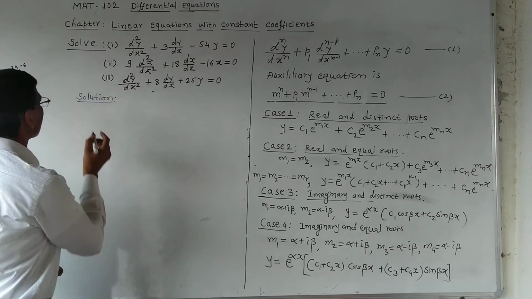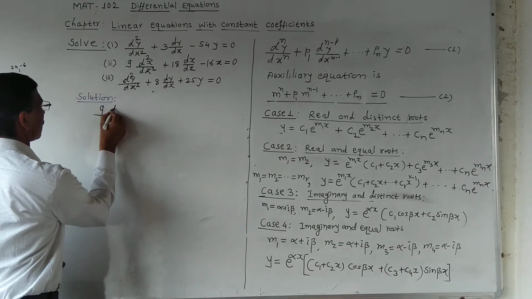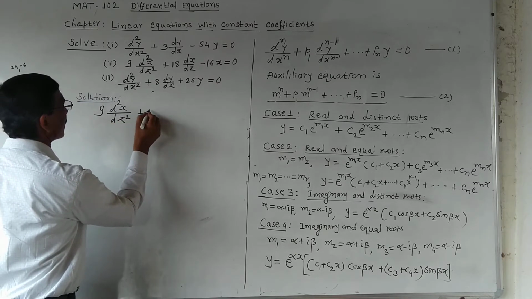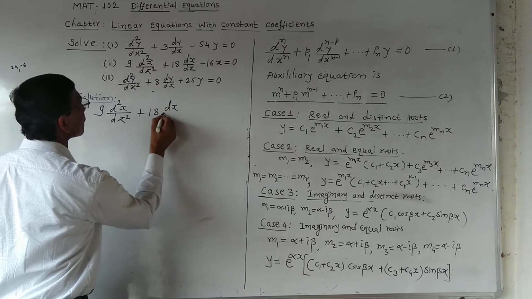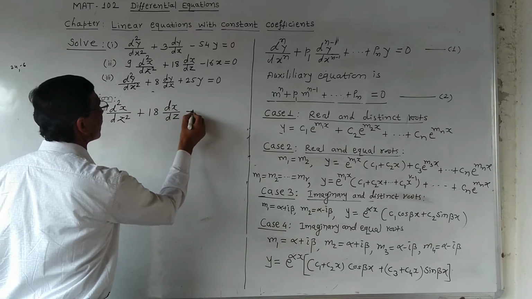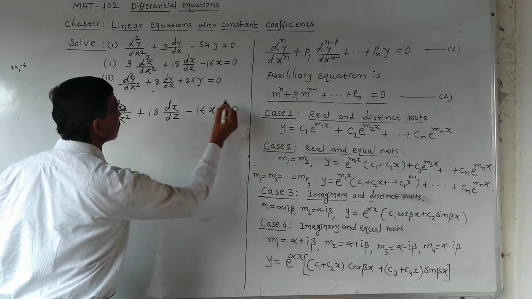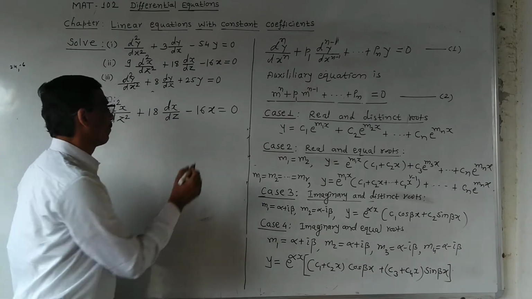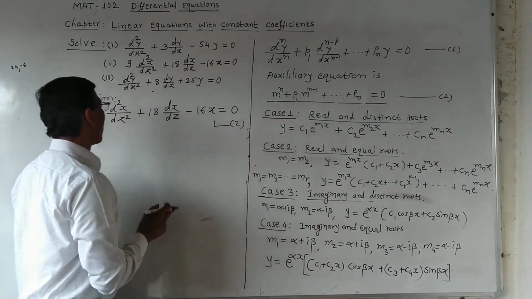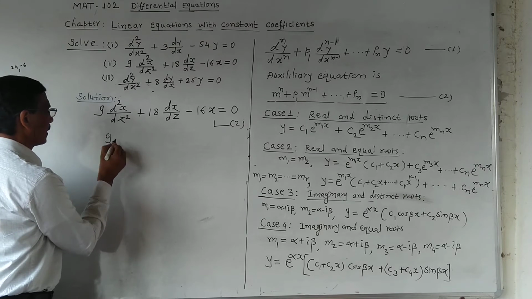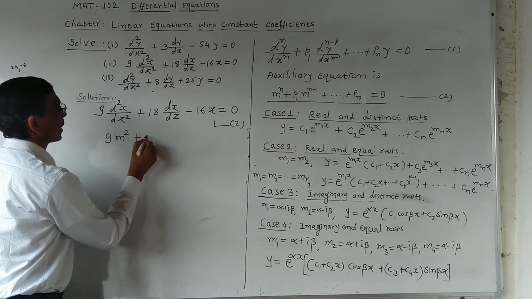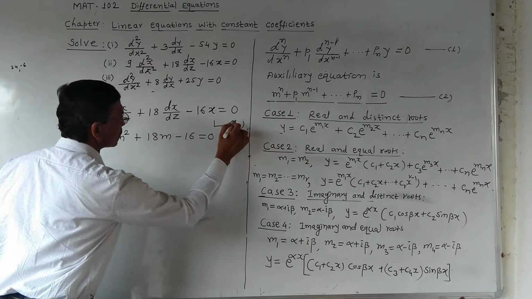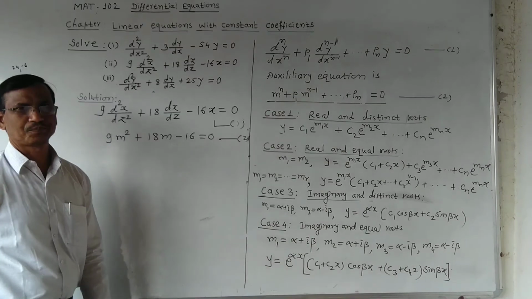What is the second? 9 d2x by dz square plus 18 dx by dz minus 16x is equal to 0. This is our equation 1. If we compare, what is its auxiliary equation? 9m square plus 18m minus 16 is equal to 0. This is the second auxiliary equation.